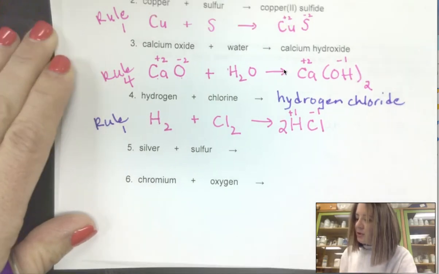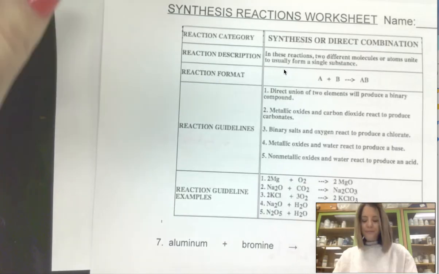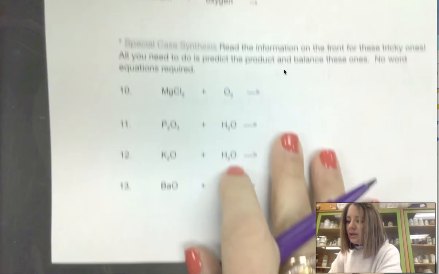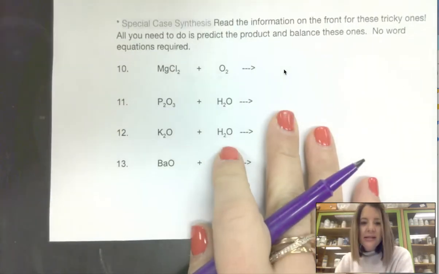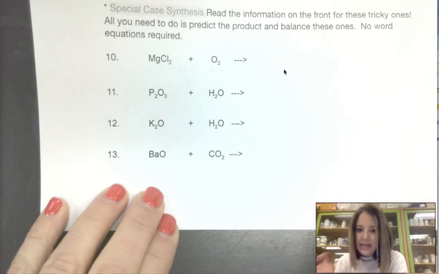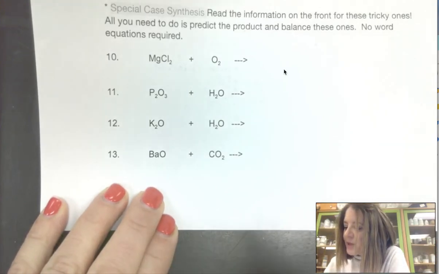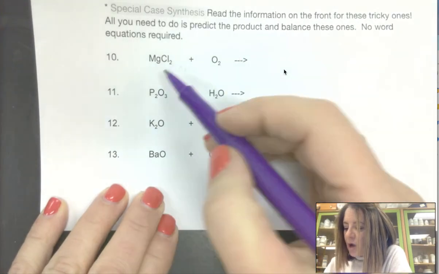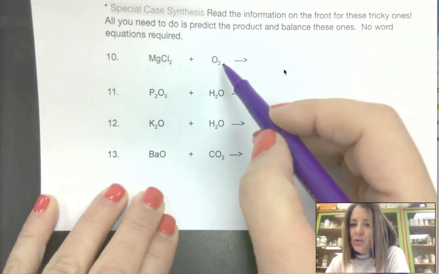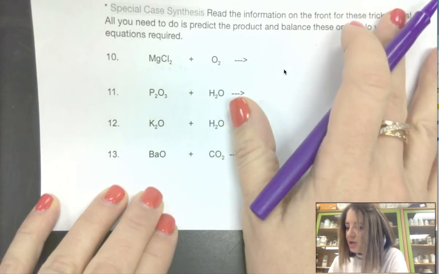So I'm going to flip over onto the back. And you're going to see that number 10 through to 17 are some more special case scenarios. So let's take a look at number 10 together. Here we've got magnesium chloride plus oxygen. So we need to take a look, what rule does that look like in order to predict our products?